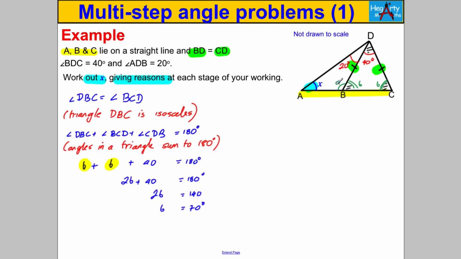And there are different ways now I could get this answer. I could work out A and then use that to get X. So why don't we do that? I'm going to go over here now and do some extra working, and I'm going to say what is this angle here? Well, angle ABD plus angle DBC must add to 180, because angles in a straight line sum to 180.